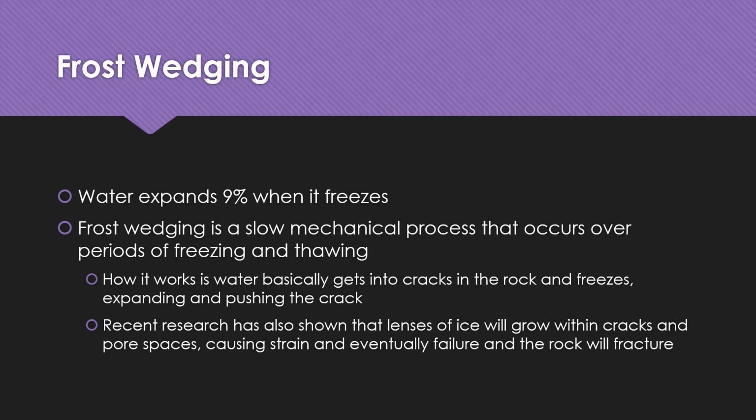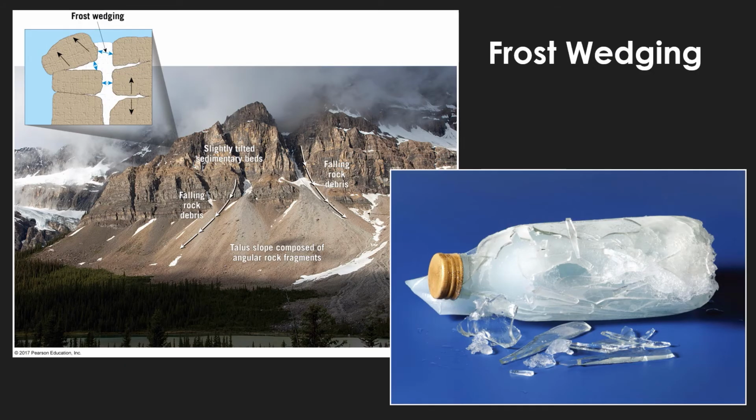We can also see lenses of ice, which are really small pieces of ice that will grow within cracks and pore spaces. And this pushing will cause strain, and eventually the rock fails and it breaks further. And this is what frost wedging looks like. So here we have these slightly tilted beds, and what this is, and you have falling rock debris, is that ice has kind of pushing pieces of rock apart, and eventually the crack becomes big enough that the piece of rock can actually fall down.